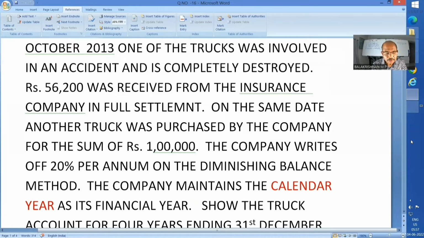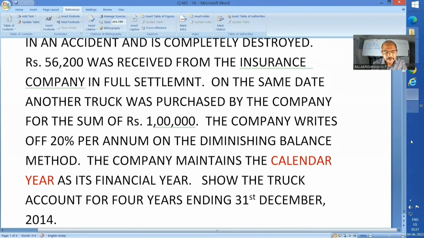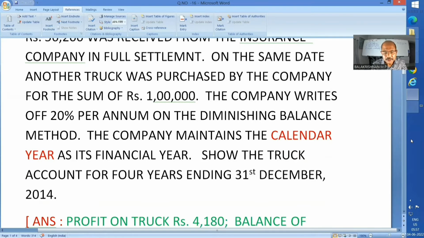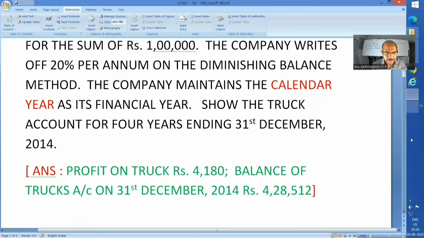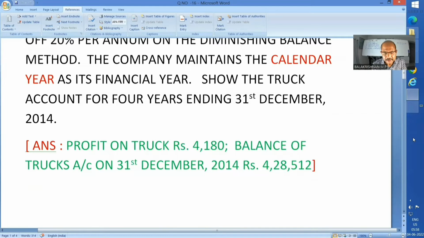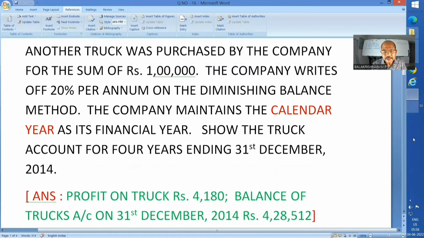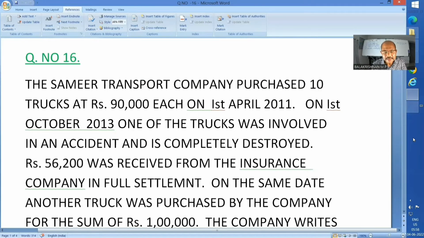The company writes off 20% per annum on the diminishing balance method. The company maintains the calendar year as its financial year. So please take note of it. If you missed this one, you had it. Show the truck account for the years ending 31st December 2014. So 3-4 years we have to show. And the answer hint is given as profit on truck rupees 4180. Balance of trucks on 31st December 2014, 4,28,512.